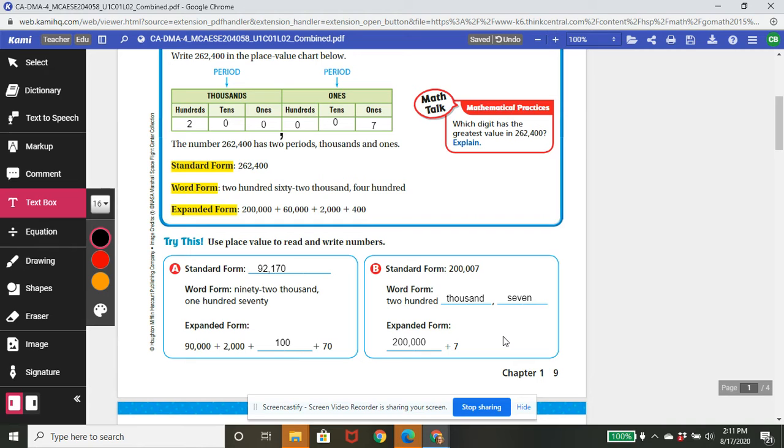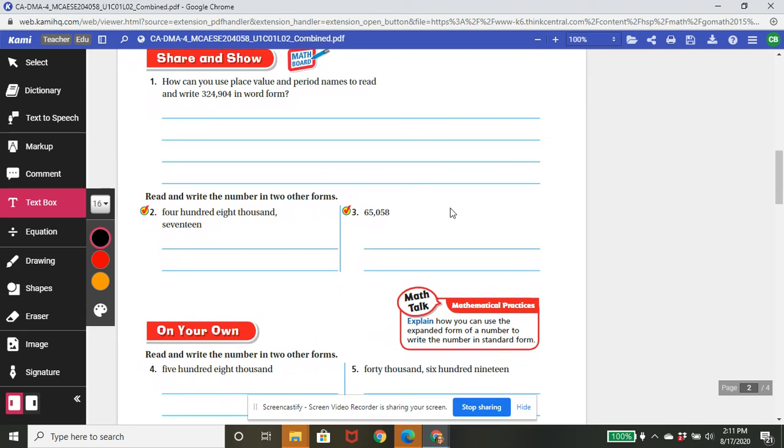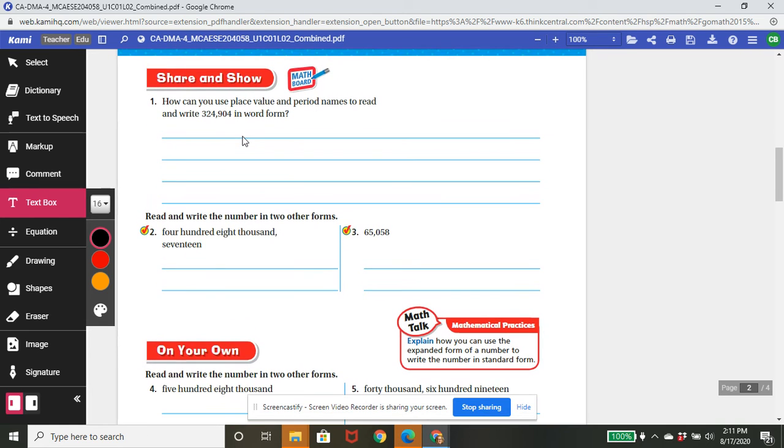Okay, if you feel comfortable enough to go on and try to do the work, you can totally do that. If you want to see a few more examples, I'm going to go over a few more examples now. Okay? All right, here's an example of some of the questions you'll see on your homework. How can you use place value and period names to read and write 324,904 in word form? So here we're just explaining the process. And you would just explain how you would put it onto the place value chart and then read it by period, and the comma says the word 1,000.